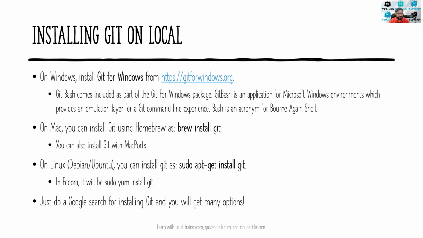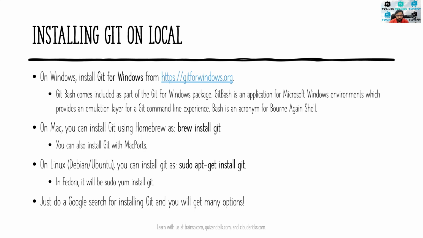So, installing Git on local. This is the second prerequisite. On Windows, you can install a software called Git for Windows from gitforwindows.org. Git Bash comes included as part of the Git for Windows package. Git Bash is an application for Microsoft Windows environments, which provides an emulation layer for the Git command line experience. Bash is an acronym for Bourne Again Shell.